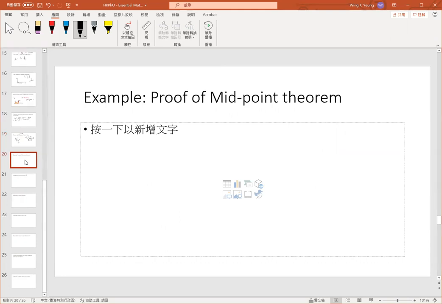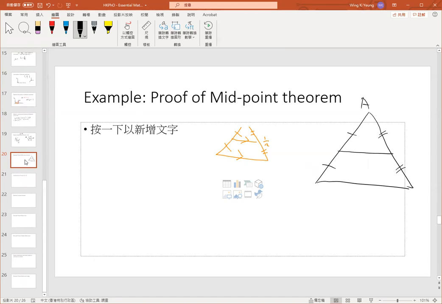Does any one of you remember what is meant by the midpoint theorem? I think you've learned it in uniform mathematics. Do you still remember how you prove it? Anyone? None of you remember how to prove it? I remember. Yeah? We learned it in Form 3.